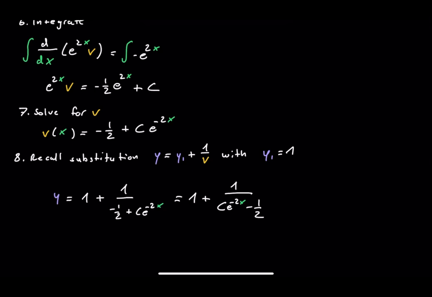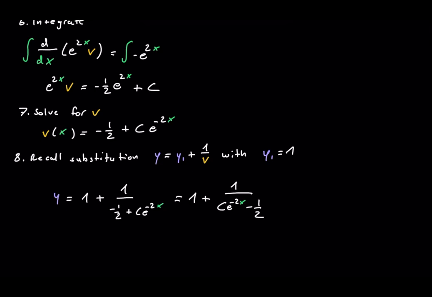Now let's step back and interpret what just happened. The Riccati equation is nonlinear because of the y squared term. But if you find one particular solution, the substitution y equals y1 plus 1 over v eliminates that nonlinearity completely. It transforms the problem into a linear equation for v, which you can solve with your usual integrating factor method. Instead of fighting the nonlinearity, we let one known solution do the heavy lifting.